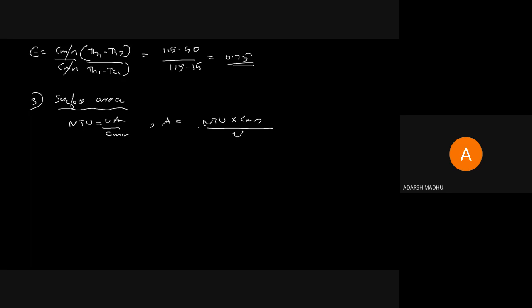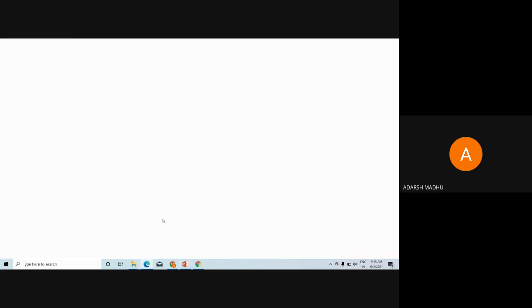I said that NTU can be found by using an equation, or we can use the graph value. First, the graph value. Please take your data book, the page number just after the F value area, page number 150. I will show you in the data book.